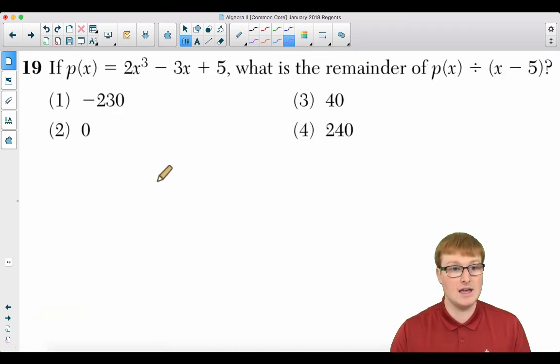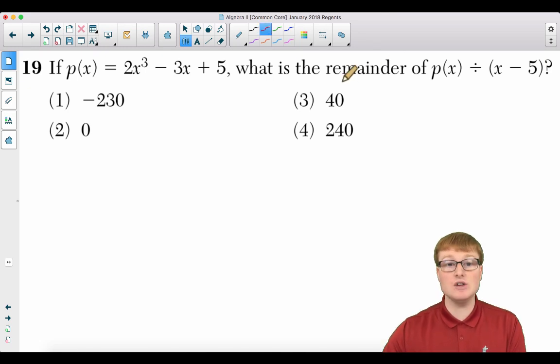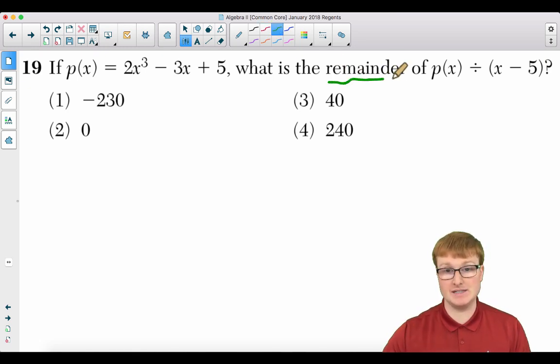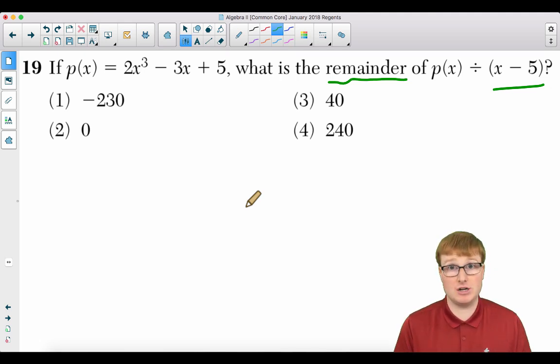Moving on to number 19. If p of x equals 2x to the third minus 3x plus 5, what is the remainder of p of x divided by x minus 5? So they're asking you for the remainder. They're specifically asking for the remainder. So you have two options. Either you can do synthetic division, because this is in the form of x minus a. Just understand when you do synthetic division, in the lower right-hand corner, that's going to be your remainder.